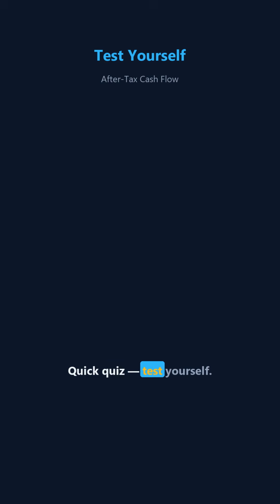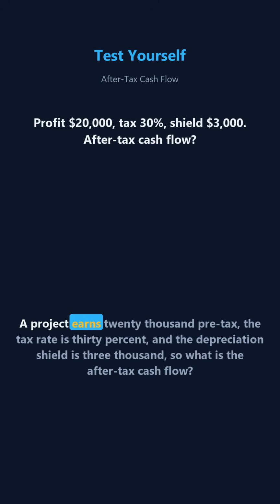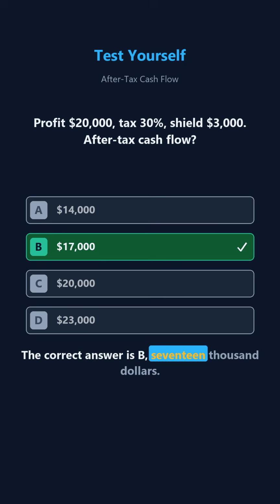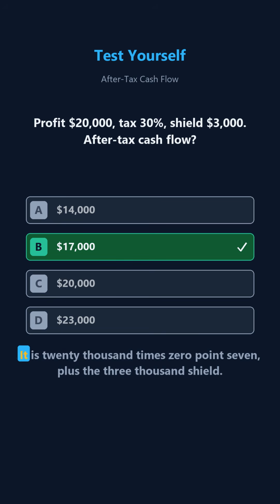Quick quiz, test yourself. A project earns $20,000 pre-tax, the tax rate is 30%, and the depreciation shield is $3,000. So what is the after-tax cash flow? Here are your 4 options. Pause the video and solve it now. The correct answer is B, $17,000. It is 20,000 times 0.7 plus the 3,000 shield.